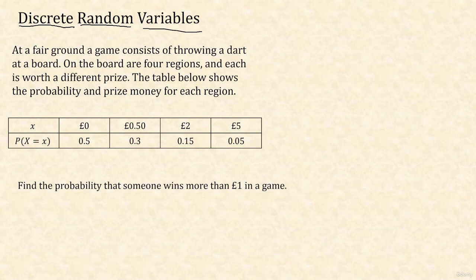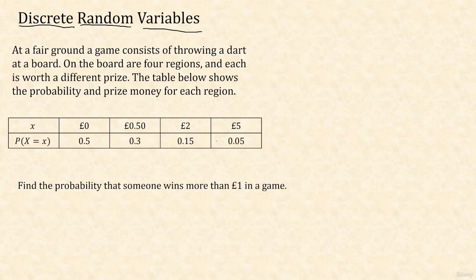So here we've got a setup representing the following things. At a fairground, a game consists of throwing a dart at a board. On the board are 4 regions and each is worth a different prize. The table below shows the probability and prize money for each region. So given what the board is like, there is a 0.5 chance of winning nothing. There is a 0.3 chance of winning 50p, a 0.15 chance of winning £2 and a 0.05 chance of winning £5.